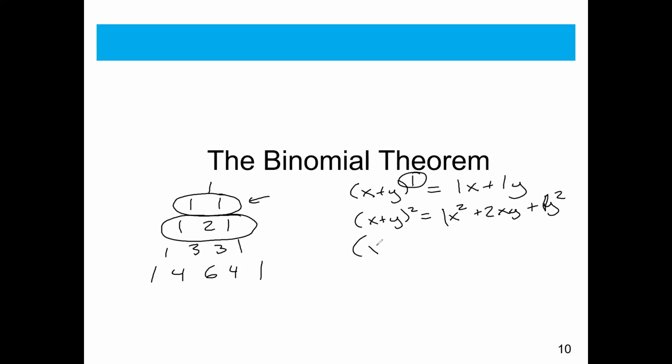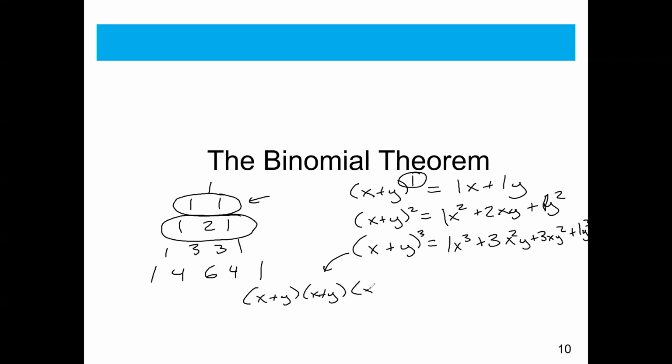And you can actually use it then to say, what is x plus y cubed? Well, it's going to be 1 times x cubed plus 3x squared y plus 3xy squared plus 1y cubed. Now, the reason for that is this. Let's look at this for a second. This really is x plus y times x plus y times x plus y. So my first option, if I want nothing but x's, so I'm going to get an x cubed.